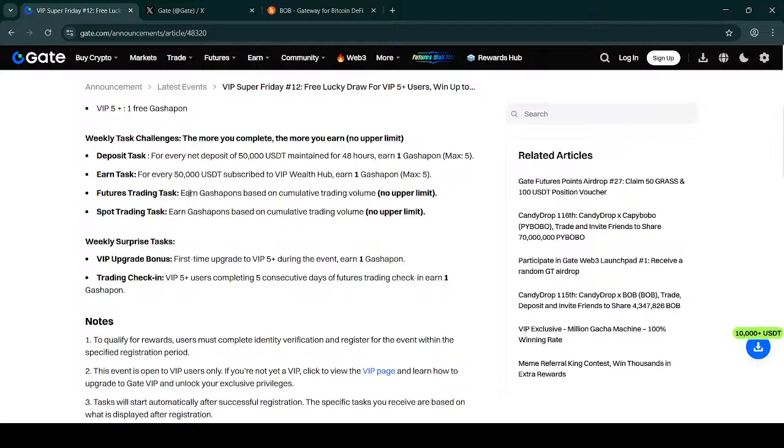Weekly task balance: the more you complete, the more you can earn, with no offer limit. Deposit task: for every net deposit of 50,000 USDT maintained for 48 hours, earn one gas bonus, max of 5. Subscribe to BAP with 50 thousand USDT and earn one gas bonus, max 5. Futures trading task: gas bonus is calculated based on trading volume, with no offer limit. Spot trading task is based on cumulative trading, with no limit, guys. Weekly surprise task and BAP upgrade bonus: upgrade to BAP 5 during the event to get one gas bonus. When trading as a BAP 5 user and completing consecutive days of futures trading check-in, earn one gas bonus, guys.